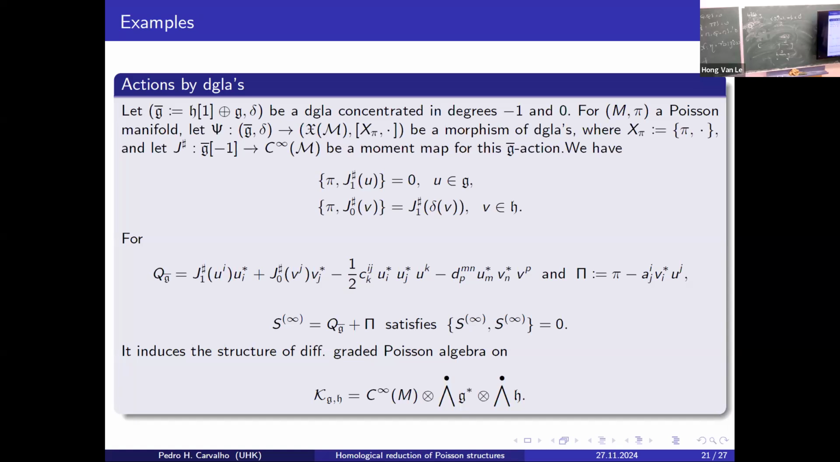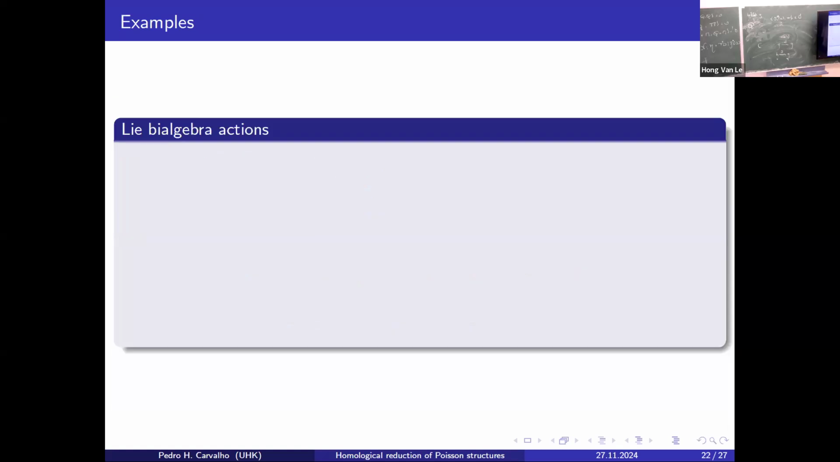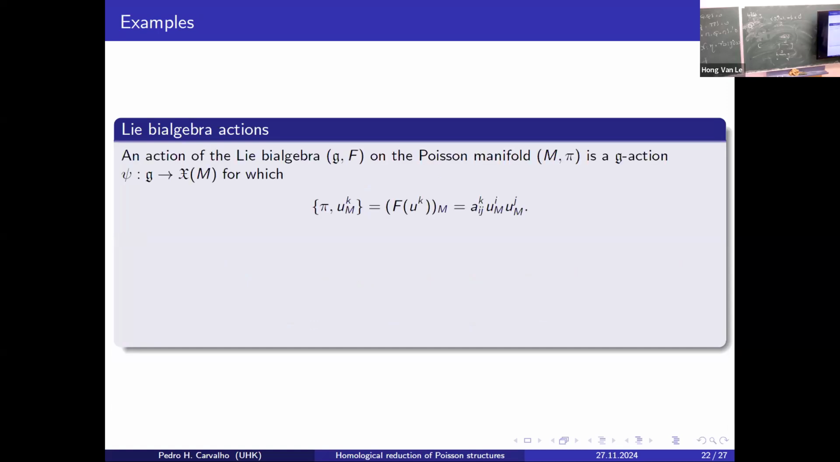Okay. So this is one kind of theoretical example, but there are some more concrete examples. So, bialgebra actions. You have a Poisson manifold and you have this object called a bialgebra that acts there.